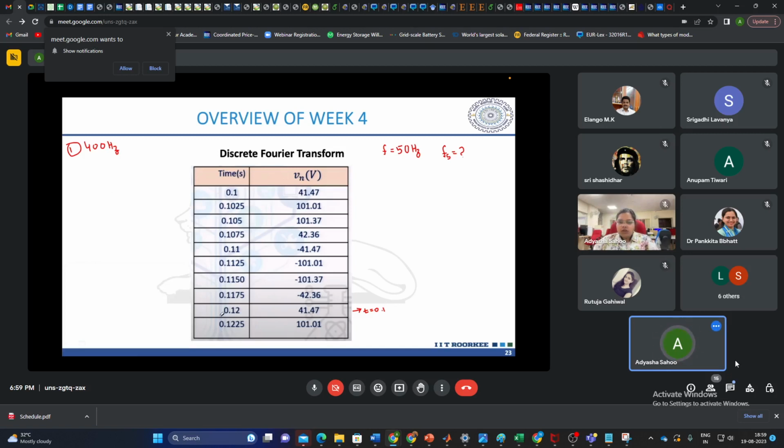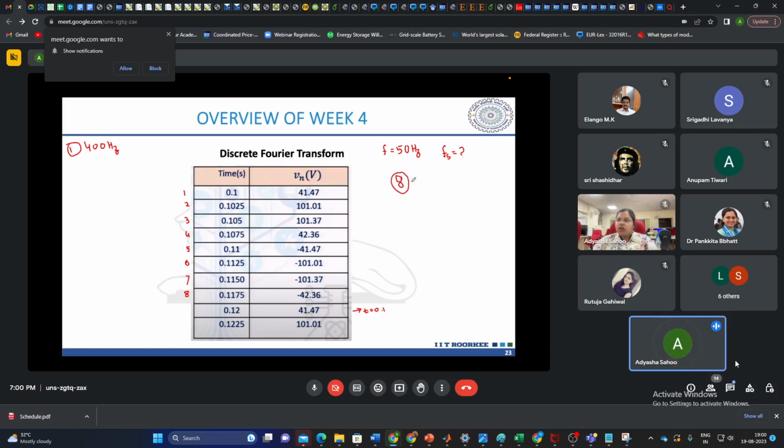Basically, this data at t equal to 0.12 is the same as at t equal to 0.1. So we can say from t equal to 0.1 to t equal to 0.1175, we are completing one cycle. Is that okay? Okay. So we'll count how many samples we got in one cycle. Starting from 1, 2, 3, 4, so we got 8 samples. 8 samples in one cycle, right?